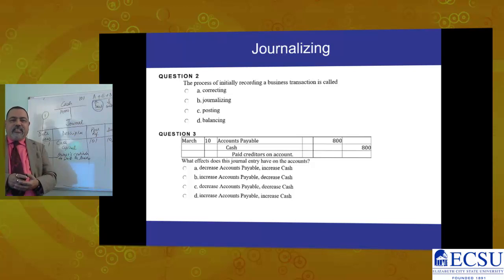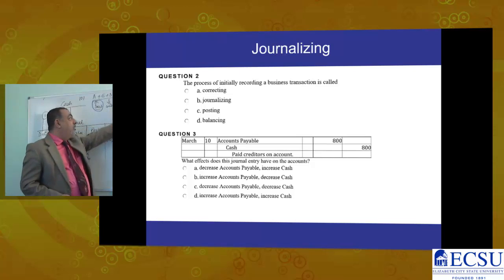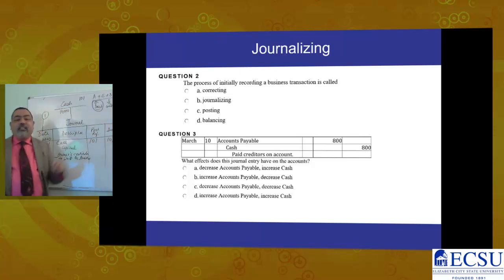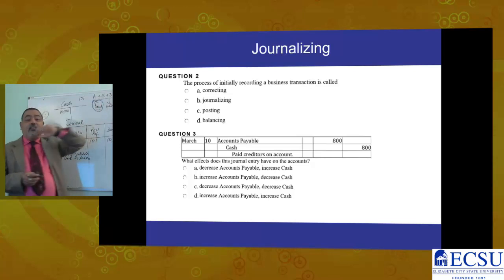What is it? It says accounts payable is debit and cash is credit, paid creditors on account. So what effect does this journal entry have on the accounts? Accounts payable is a liability. So if it is debited, of course, there will be a decrease. So whenever there is a liability decrease, so decrease in accounts payable and increase in cash? No, because it is a decrease in accounts payable, but it is also a decrease in cash, because cash is an asset and it should be credited.